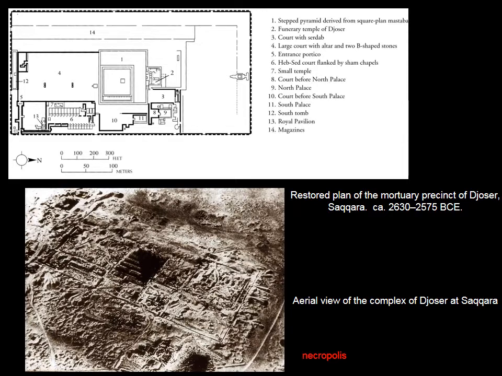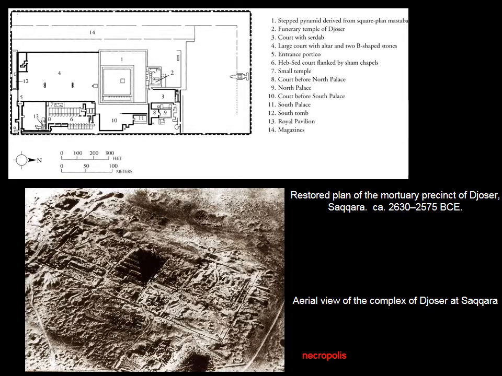Now, there are numerous other elements to this complex. You could see that there was what was called a South Palace, which is number 11 on your map, and then number 9, which is the North Palace, which represented Dozier's rule as ruler of northern and southern Egypt, Lower and Upper Egypt, which were united together.